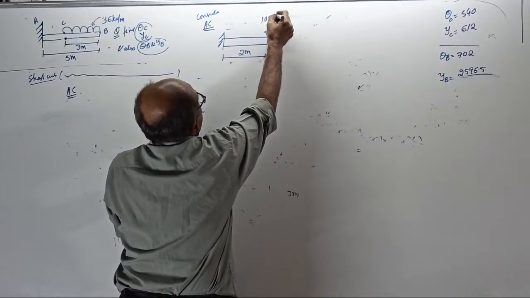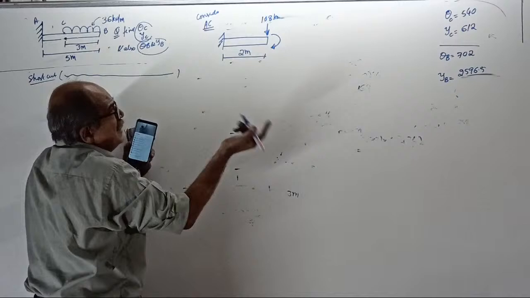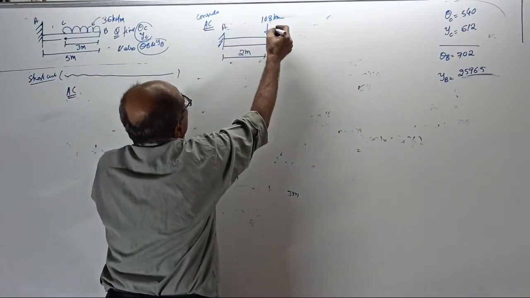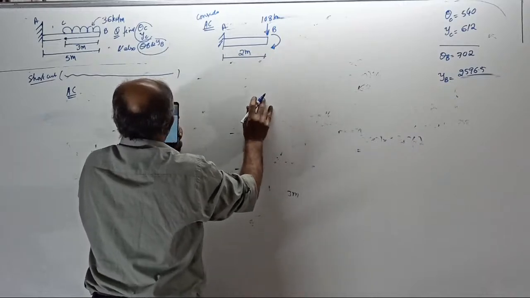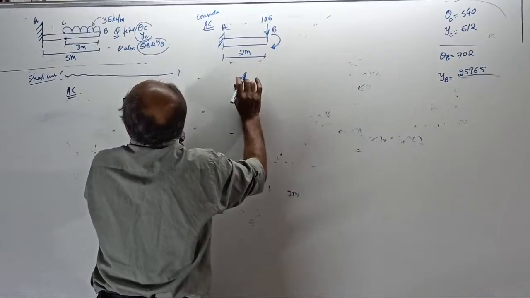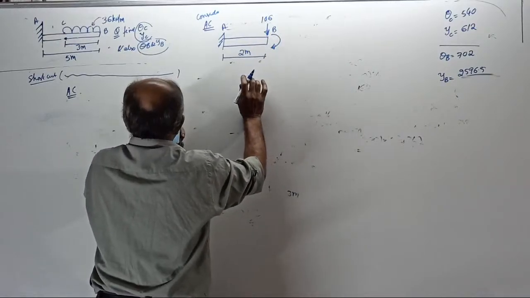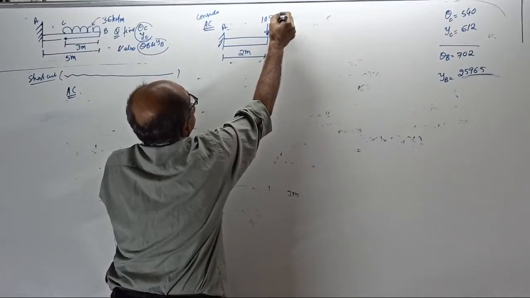108 kilonewton. 36 into 3 by 2 ABC will give what? Couple. Answer. Couple. 108 kilonewton-meter. Correction, 108. You should write how you got it.